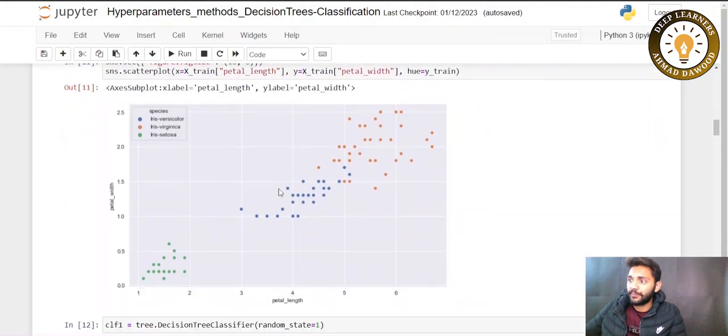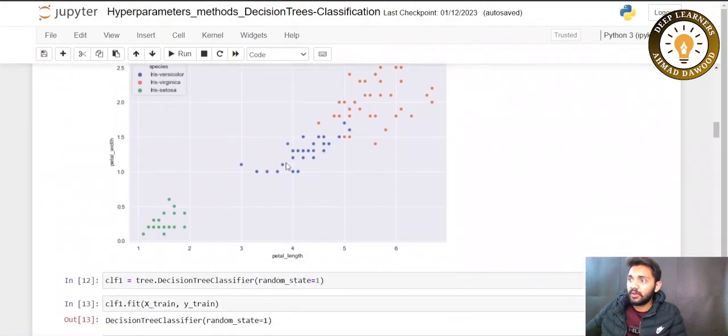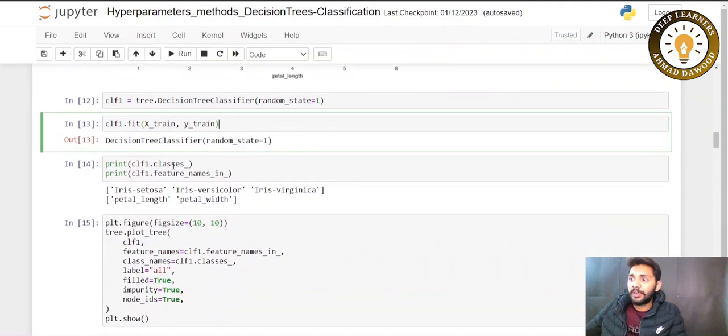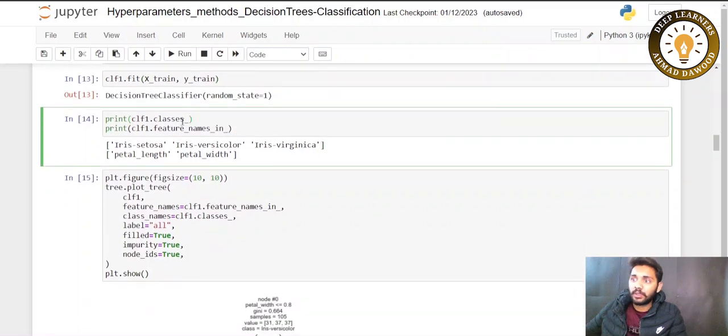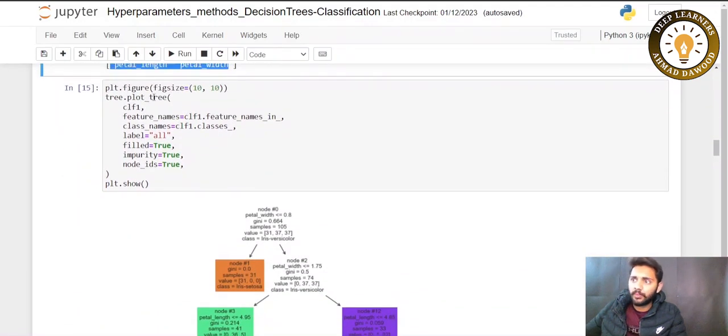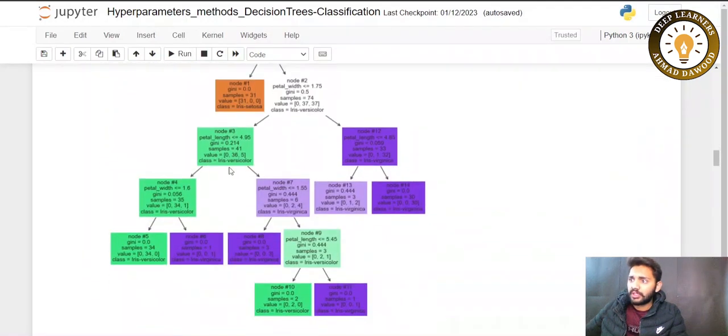And here you can see the scatter plot of the training data points. Here I am going to use a decision tree classifier, and I am mentioning random state equal to 1, so that whenever I run the code again, I get a similar decision tree. I am passing my training data set, and you can see the classes attribute giving the classes that your data set contains, and feature names tells you the features you have passed. Then I have used the same plot tree function to see the tree.